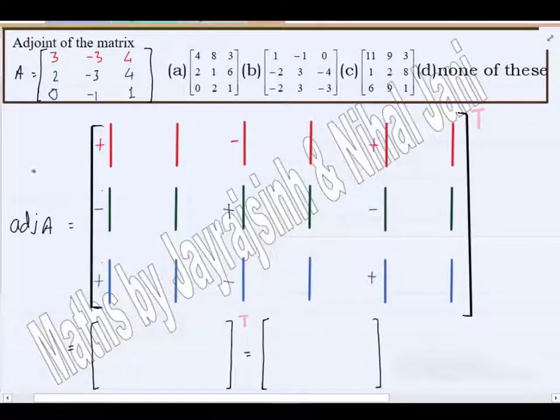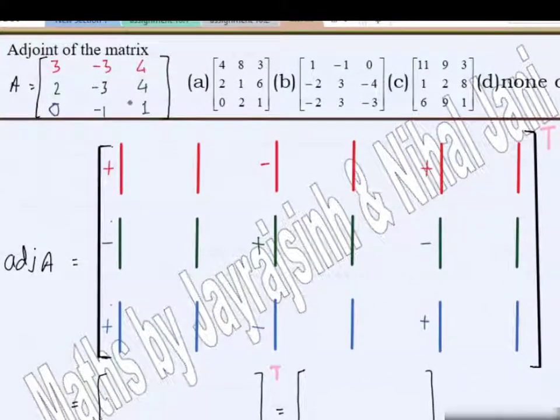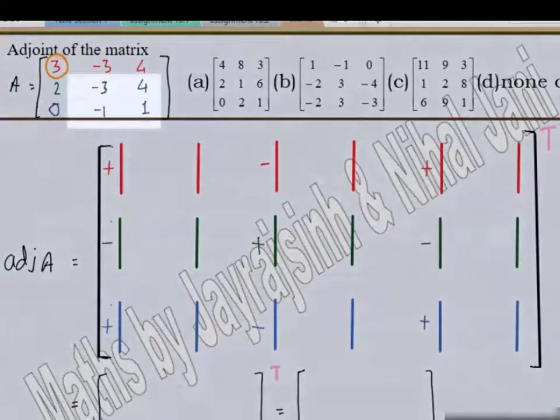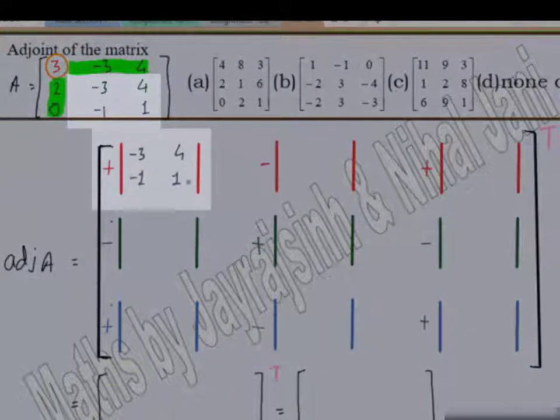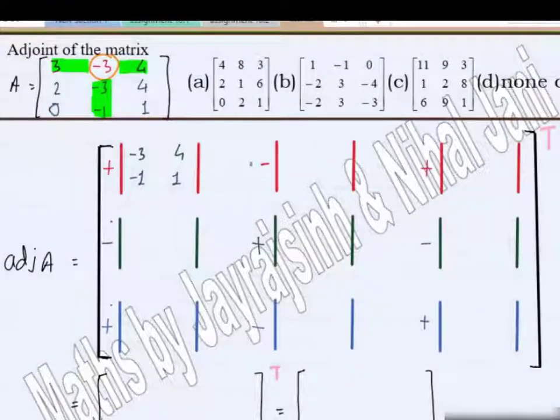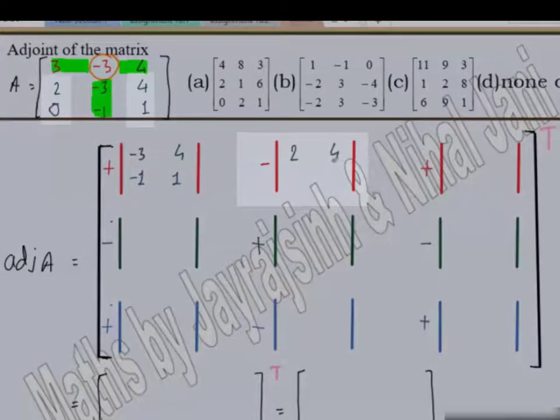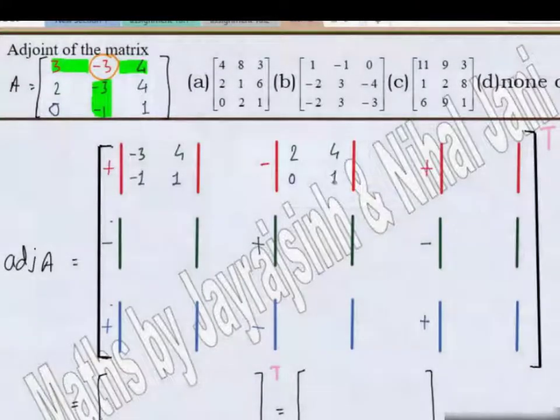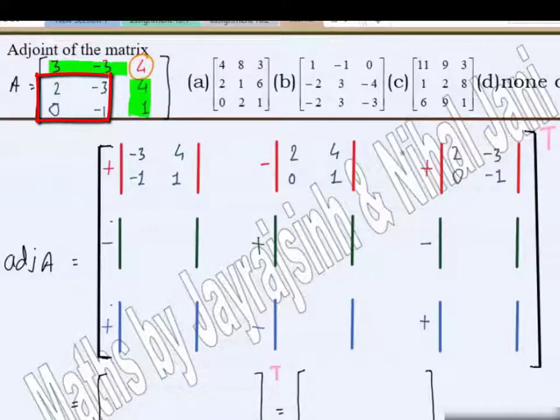In this question we have to find adjoint of matrix A, and for that here we have our predefined format. Now fatafat, let's find out the cofactor of respective terms. The cofactor of first element is minus 3, 4, minus 1, 1. Then the next element's cofactor will have negative sign 2, 4, 0, 1, and the last cofactor of first row will be 2 minus 3, 0 minus 1.